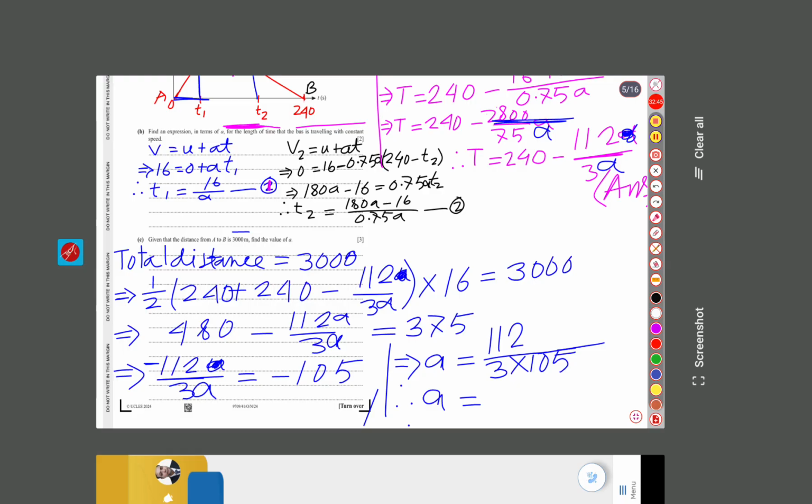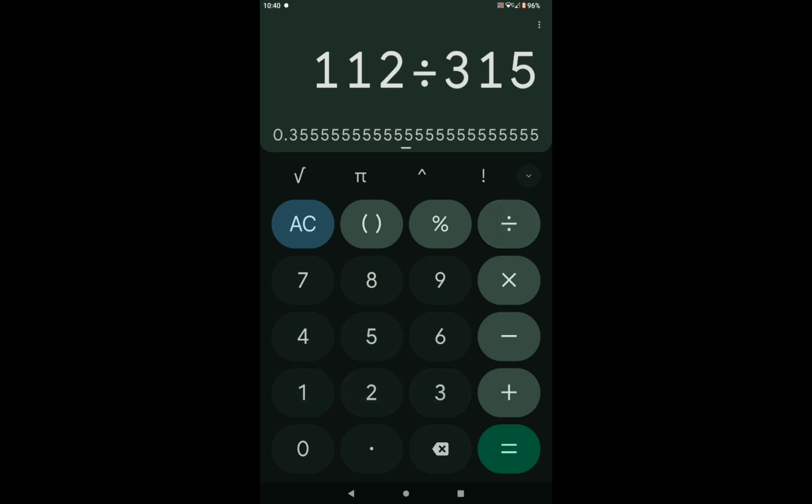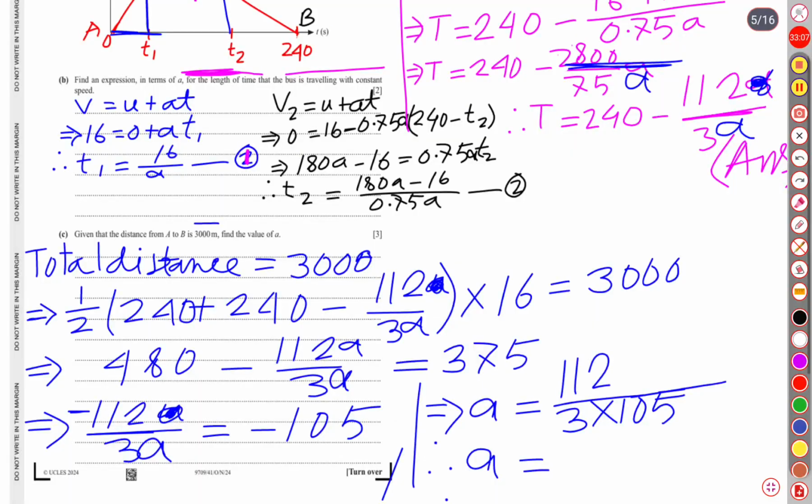If we do the division of 112, to three significant figures, 0.356 meters per second squared is the acceleration, but we don't need to write the dimension because it's already given. So this is our final answer.